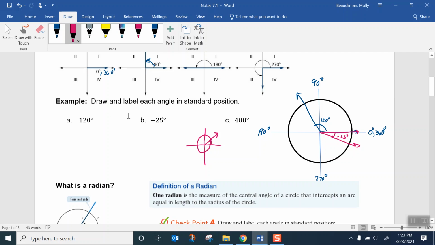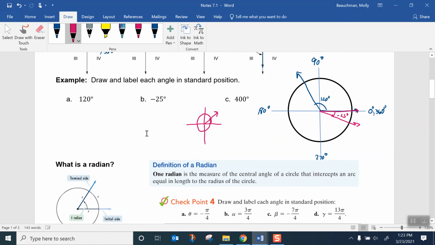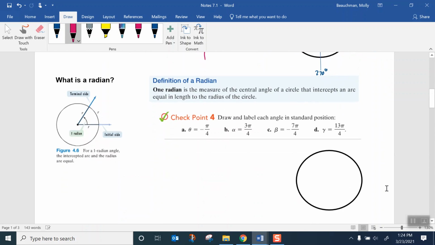So degrees are only one way to label angles. We also have a measure called radian. The advantage to the radian measure is that it's a real number. A degree means we're taking a circle and cutting it into 360 pieces. A radian is measuring in real numbers. So what is a radian?